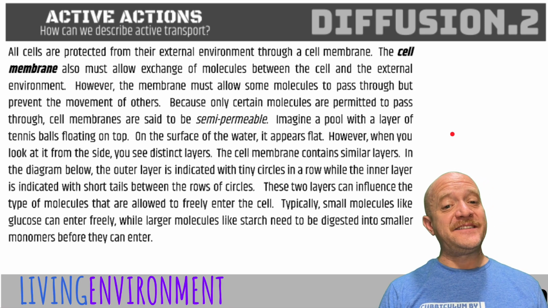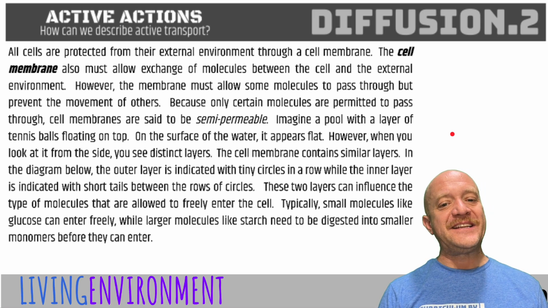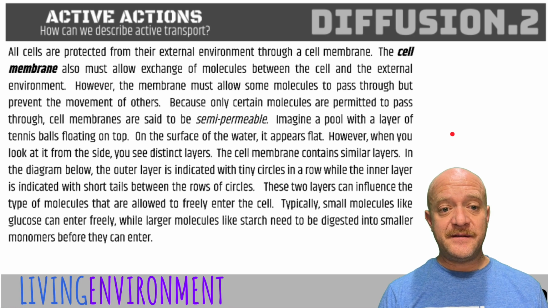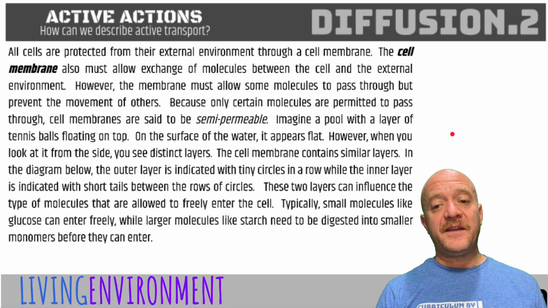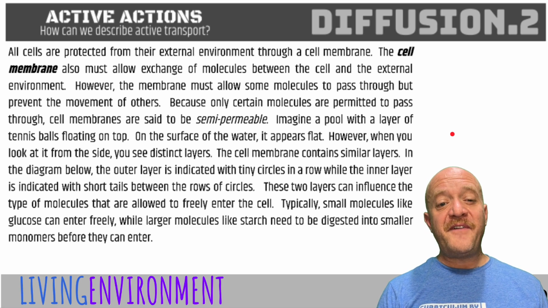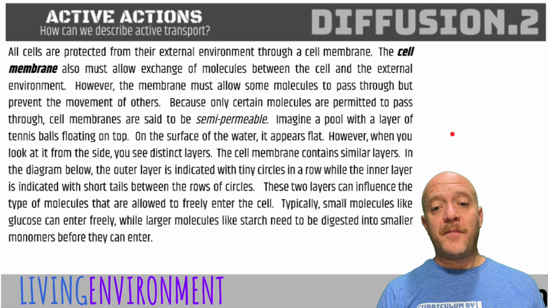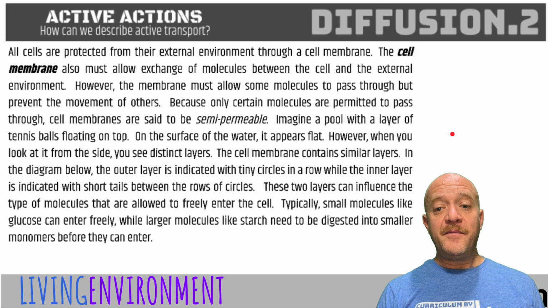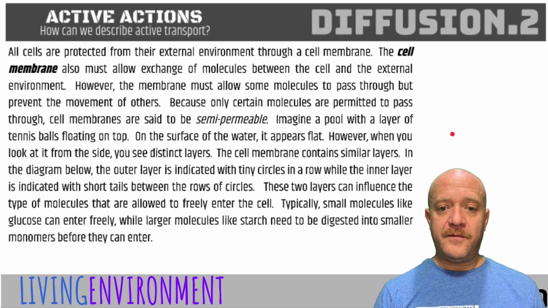All cells are protected from their external environments through a cell membrane. The cell membrane also must allow exchange of molecules between the cell and the external environment. However, the membrane must allow some molecules to pass through, but prevent the movement of others. Because only certain molecules are permitted to pass through cell membranes, cell membranes are said to be semi-permeable.